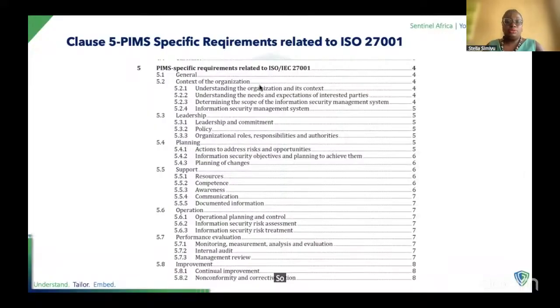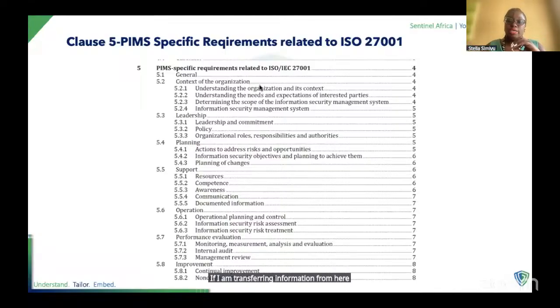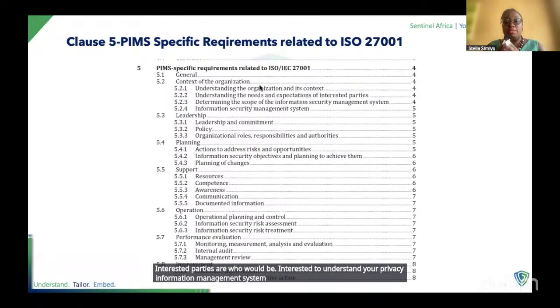When I'm talking about context, I'm saying, is this organization in Uganda only? Is it in Uganda, Burundi, South Africa, Nigeria, etc.? If so, what are the privacy requirements that we have to cater for? Because if I am in Nigeria and Uganda, I will need to comply with the Nigerian law. I will also need to comply with the Ugandan law. If I am transferring information from here to the EU, I will need to comply with the GDPR. So I need to understand your context. I need to understand your interested parties. Interested parties are those who would be interested in understanding your privacy information management system. Then I need to determine the scope.